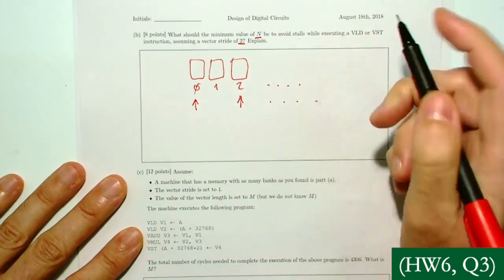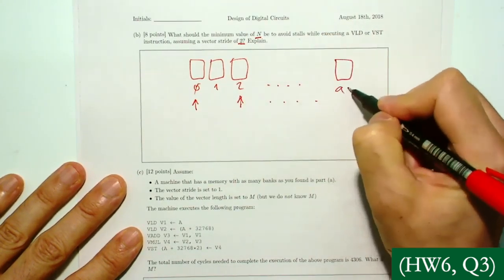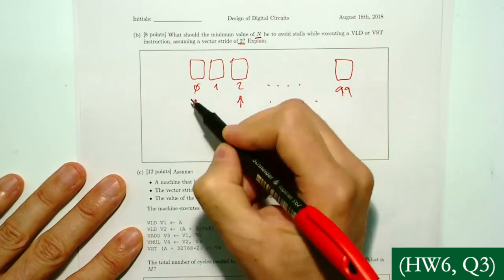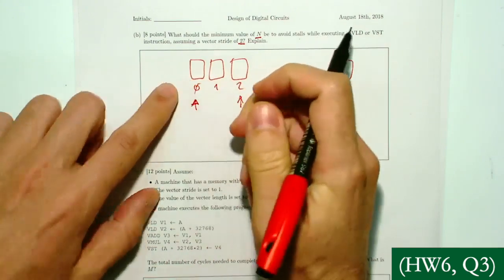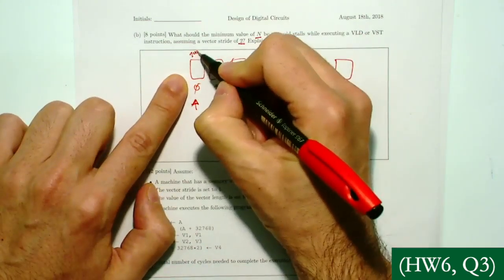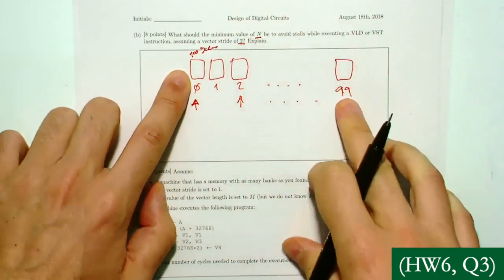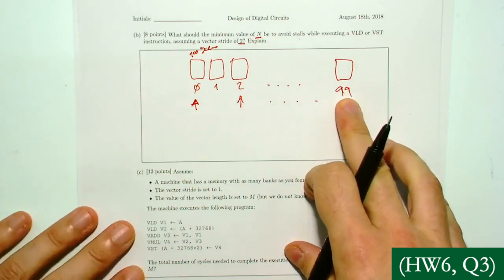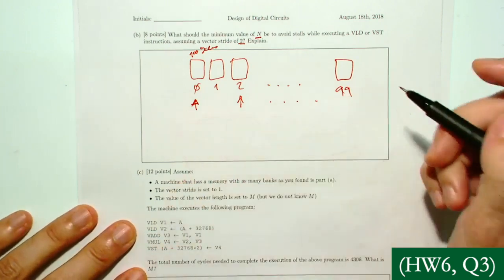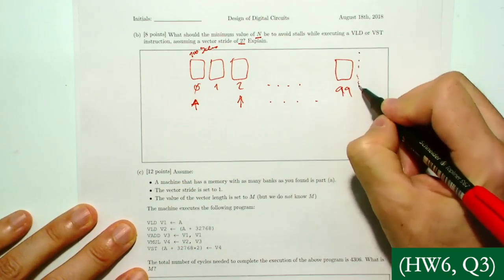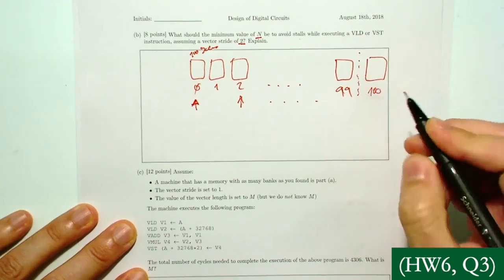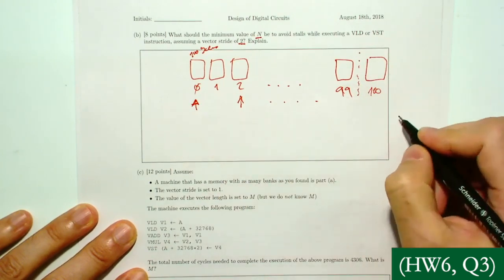You have 100 banks, as previously. Access number 50 will be accessing a bank that will be occupied, because this takes 100 cycles, right? So 100 banks is not enough for not stalling the load instructions. But if we have an extra bank, you have 101 banks.